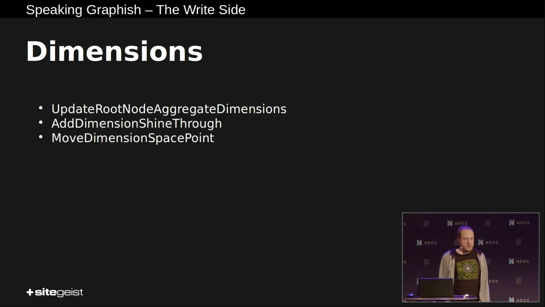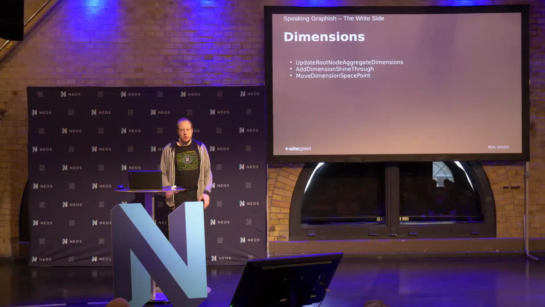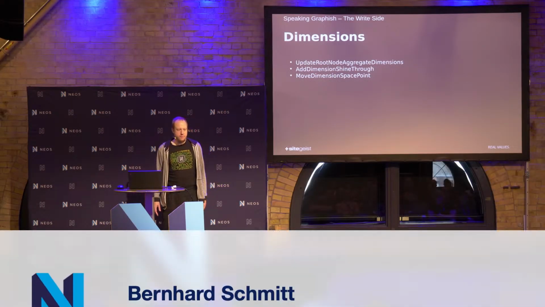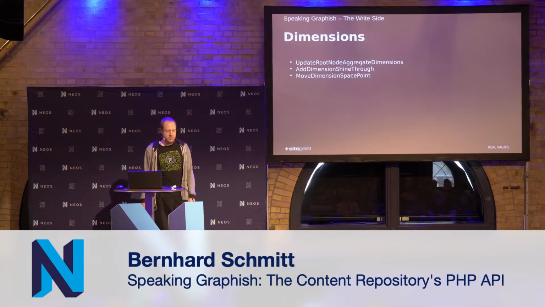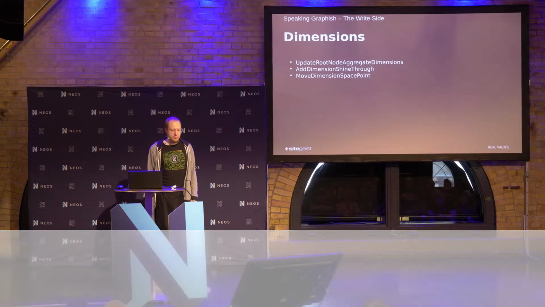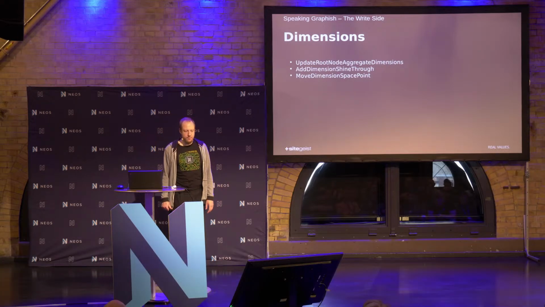Okay, then we have some dimension adjustments that got necessary since the fallback mechanism is now a write-side problem and no longer a read-side problem. So for example, these root nodes, they are always available in all dimension space points. So if you add a dimension space point by, for example, adding a new language variant or something like that, then this has to be adjusted in the database as well. That's what this update root node aggregate dimensions command is for.